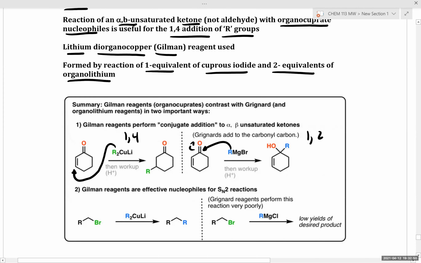One important side feature of Gilman reagents is that these organocuprate reagents are effective nucleophiles for SN2 reactions, where if you try to do an SN2 reaction with a Grignard, you're going to get a very low yield of your desired product, and you'll see a lot of byproducts, including elimination. Does this idea make sense to everyone? Does everyone understand the key difference in chemoselectivity between Grignards and Gilman reagents?